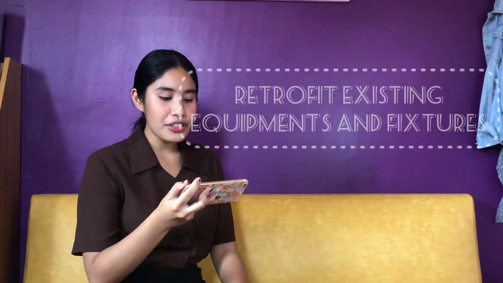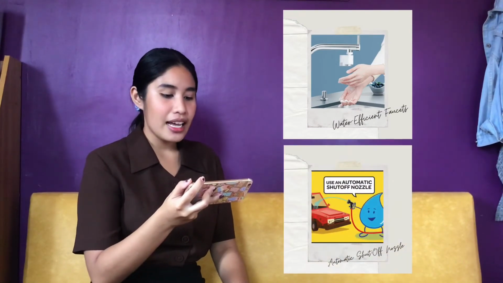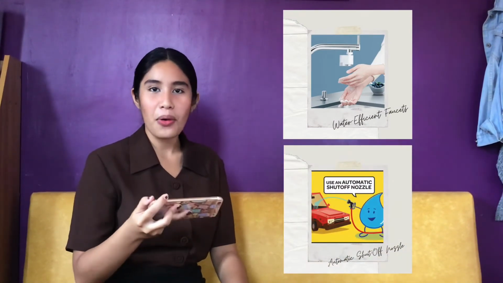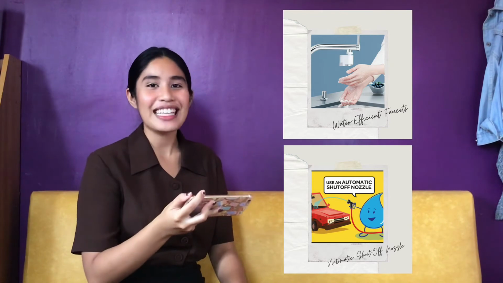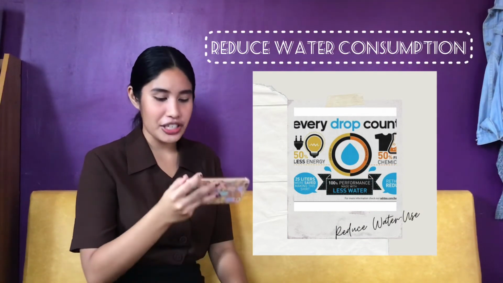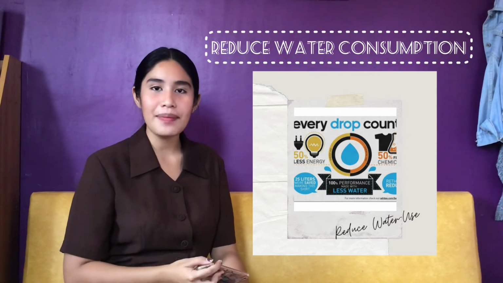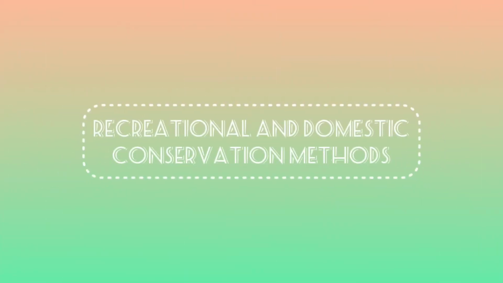Second is to retrofit existing equipment and fixtures. Appliance parameters should be set to meet the minimum water requirement for usage. Moreover, installing water-efficient sinks and faucets and automatic shut-off nozzles on hoses are some ways to retrofit existing equipment. Last is to reduce the water consumption for non-essential operations. Less water is lost to activities that are not inherently fundamental to operations.